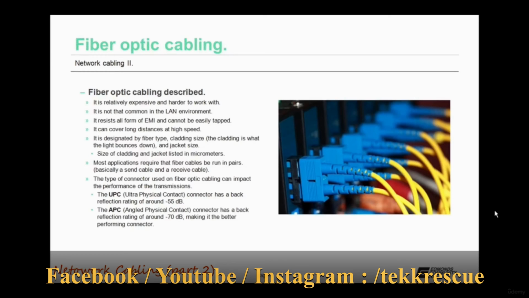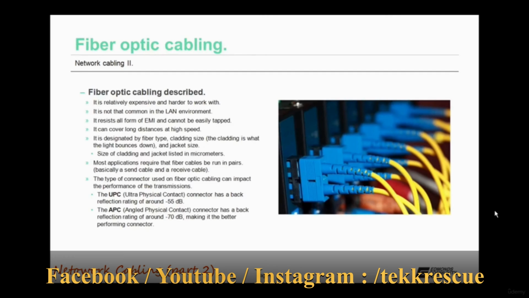Fiber optic cabling is designated by fiber type, cladding size, and jacket size. By the way, the cladding is what the light bounces down, and the jacket is the outer covering of the cable. The size of the cladding and the size of the jacket are listed in micrometers. Most applications of fiber optic cabling require that the cables be run in pairs. One cable to send transmissions, one cable to receive transmissions.